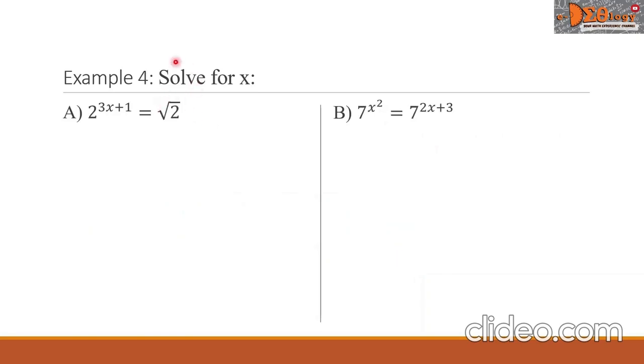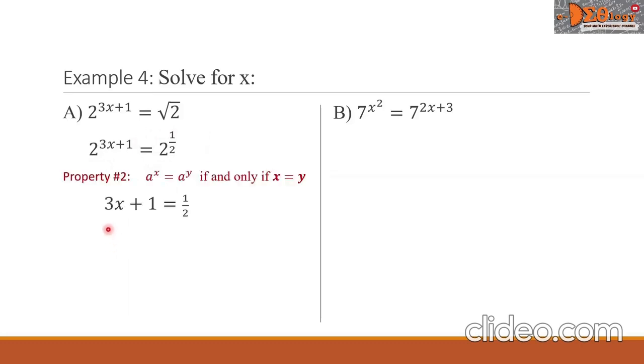Example 4. Solve for x. We have two problems. Let's begin with A. That is 2 raised to the power 3x plus 1 equals the square root of 2. On the right side, we write again this radical into fractional exponent. So the square root of 2 becomes 2 raised to the power 1/2. In this equation, we can see that the bases are same, which is 2. So we can equate the exponents. That is property number 2. So we write now 3x plus 1 equals 1/2.